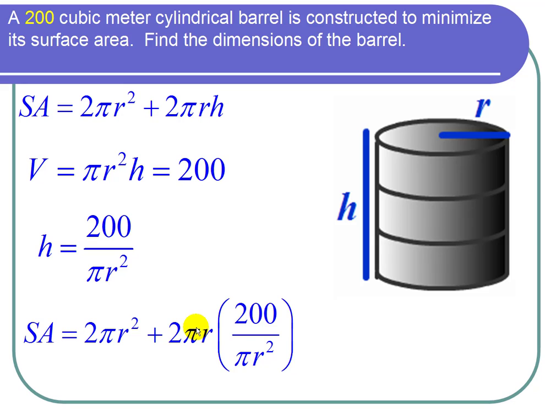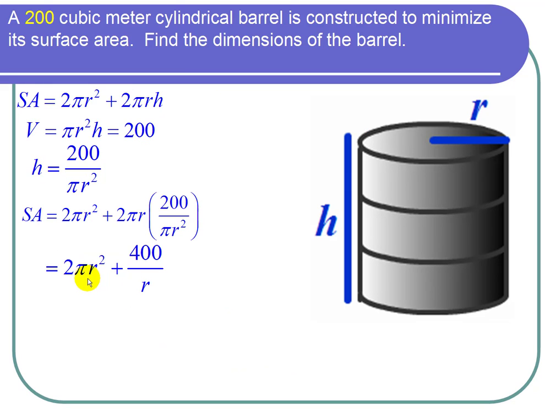I want the minimum surface area. So to find a minimum, I take a derivative and set it equal to 0. The derivative of 2 pi r squared is 4 pi r, and the derivative of 400 over r is negative 400 over r squared. So there's my derivative, and I set that equal to 0 and solve.